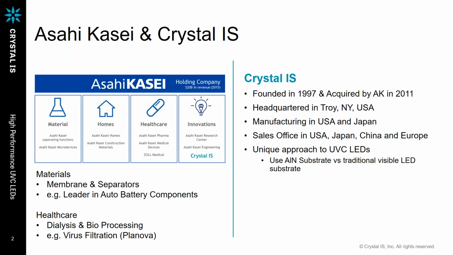Since they bought us, they have kept the headquarters here in Troy, New York, which is just north of Albany. We have manufacturing both in the US and in Japan. As far as the sales offices are concerned, we have them all across the globe: US, Japan, China, and Europe. And the biggest thing about the UVC LEDs we make is our secret sauce, which is the aluminum nitride substrates, compared to what other traditional LEDs use currently.